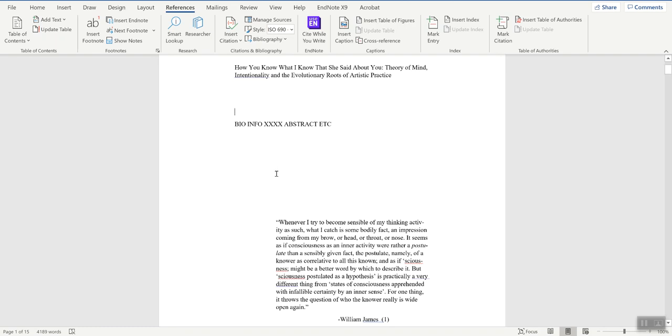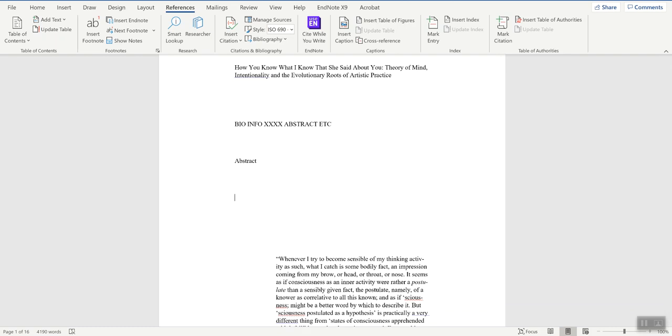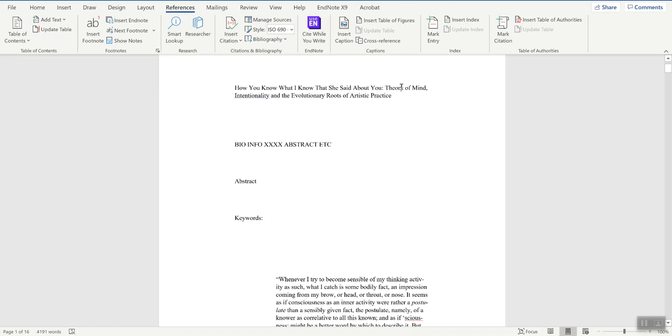The abstract, however, would go right about here. Okay, so it'd just be abstract. And then you would write 100 to 300 words about what's the point of the paper. And then this is actually pretty important: the keywords. Now, keywords are usually 4 to 5 of them. And the keywords are the specific things you're talking about in the paper. Okay. So sometimes the keywords are going to come directly from the title.